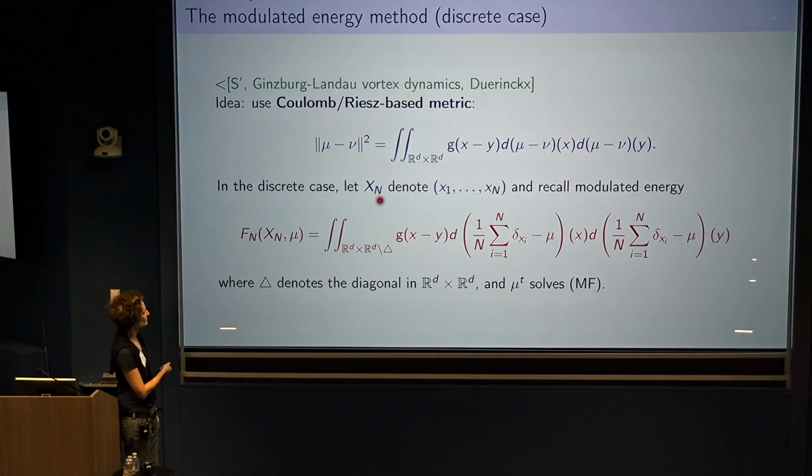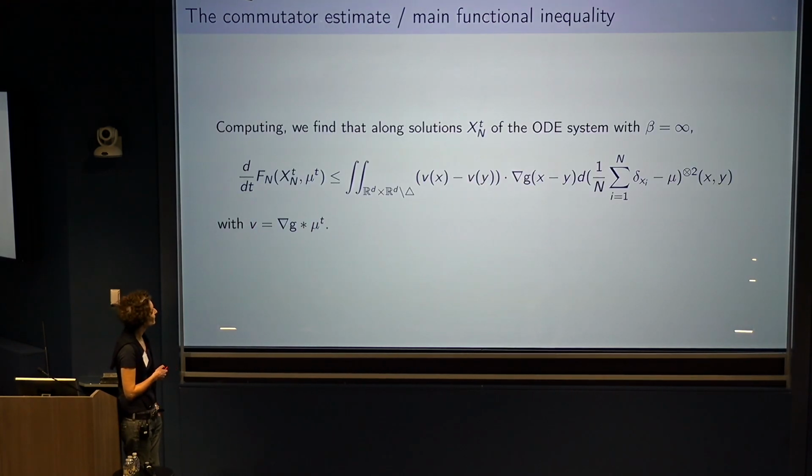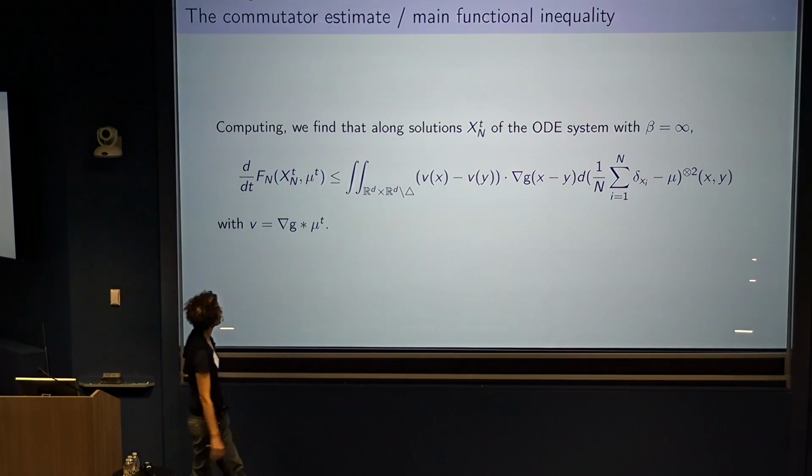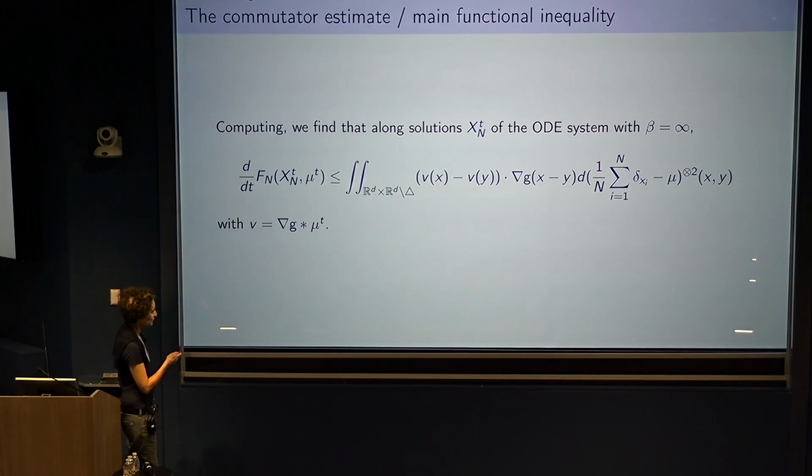So capital Xn is a proxy for the configuration. You're going to plug in the ODE system solution here, and here you're going to plug in the PDE solution and differentiate that in time. Okay? So when you do that, and here I have no temperature for now, so beta equals infinity.